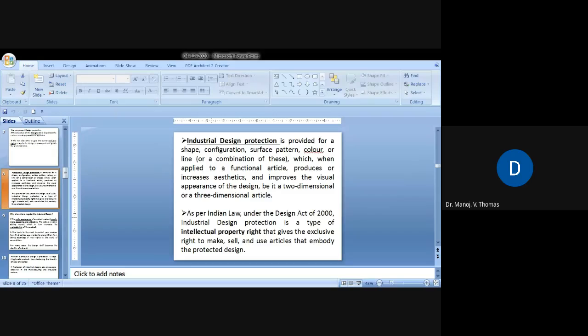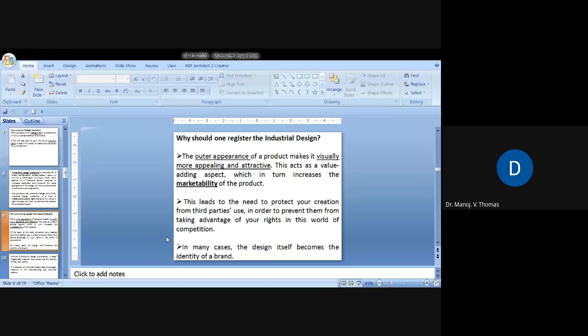As per Indian law, under the Act of 2000, industrial design protection is a type of intellectual property right that gives the exclusive right to make, sell, and use articles that embody the protected design. Why should one register the industrial design? What is the need for registering the industrial design? Industrial design means the designs which are made in the industries.